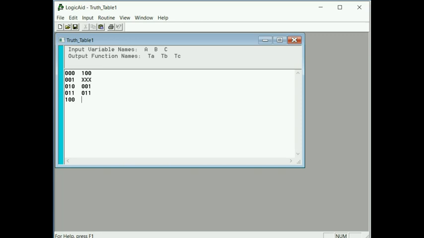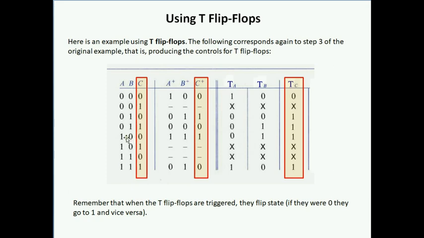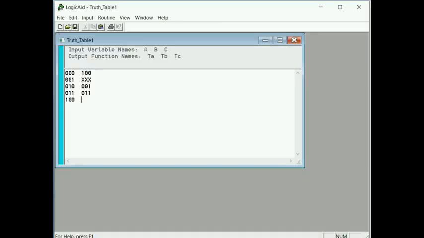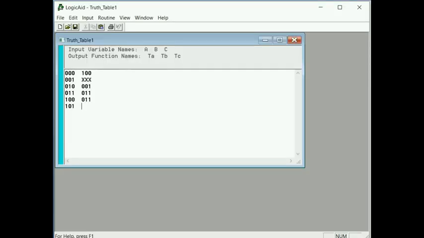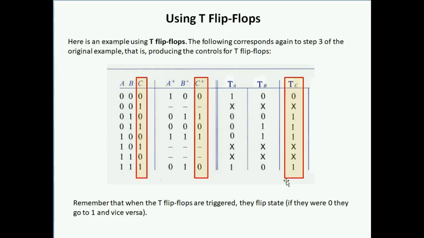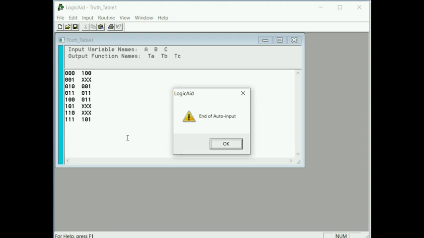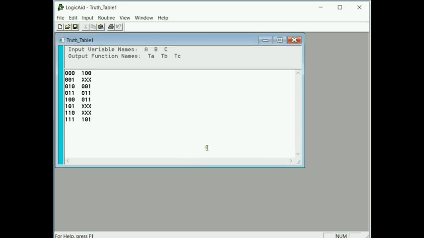And then for 1, 0, 0, I get 0, 1, 1 again. For 1, 0, 1, I get X's, and so do I get for the next line. So I put X, X, X. And for the last one, I get 1, 0, 1. Okay. So this is my truth table.